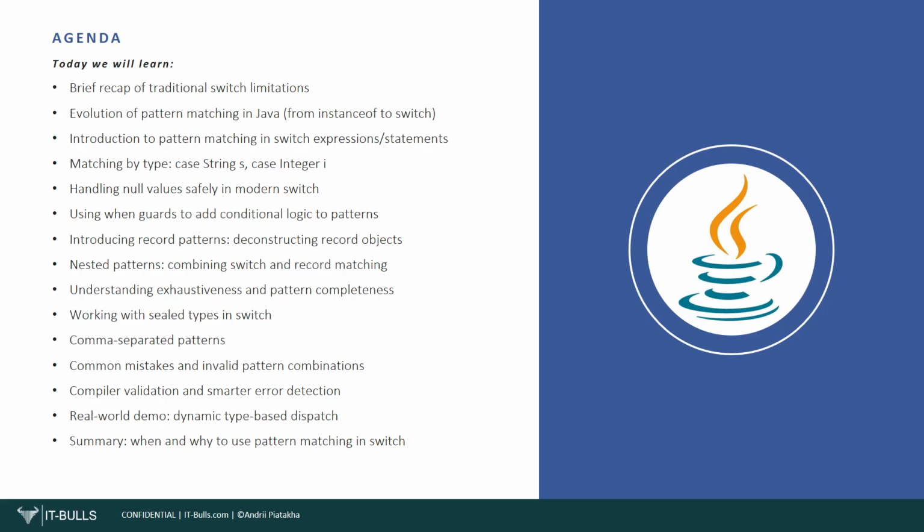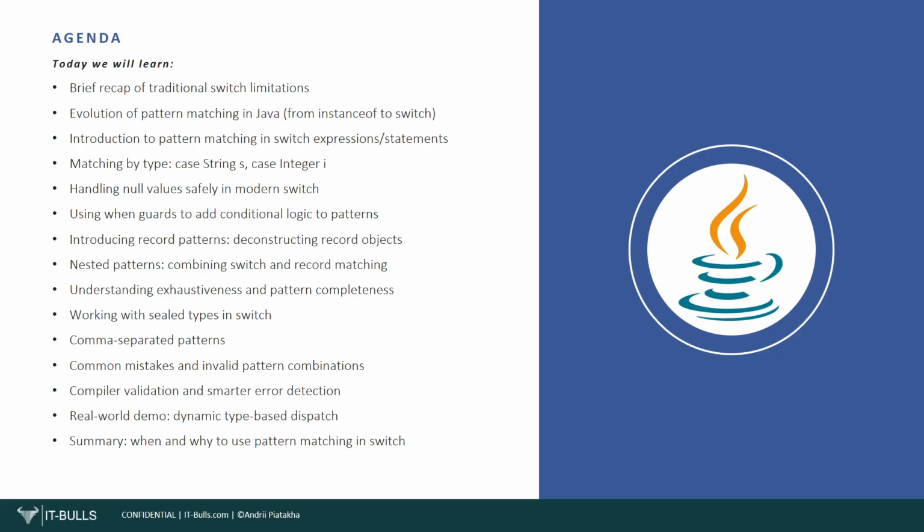After that, we'll explore more advanced capabilities like record patterns and how we can use them to deconstruct objects directly inside switch cases. You'll also see how nested patterns work and how they allow us to match deeply structured data more naturally. We'll then talk about exhaustiveness and completeness in pattern matching, particularly how sealed types and enums help ensure our code covers all cases.